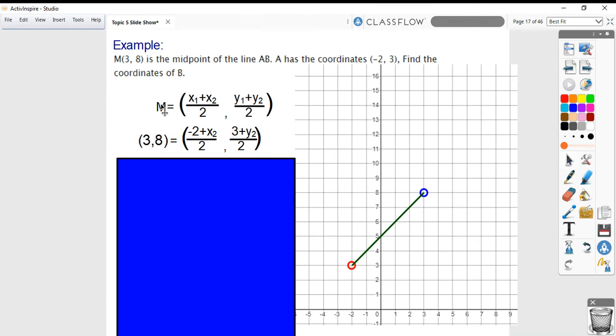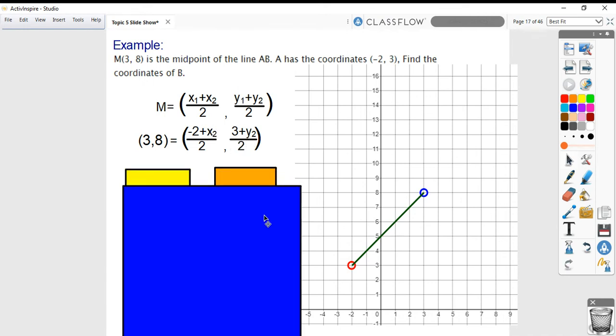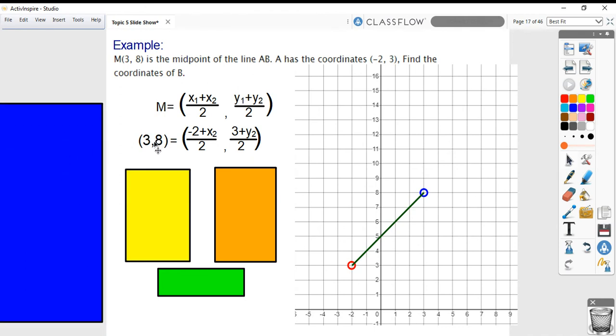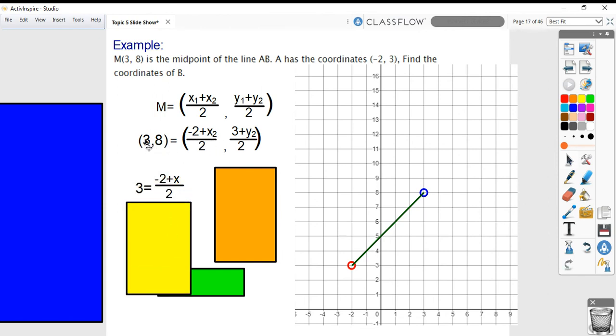Okay, and we know that our midpoint M is located at 3, 8. They gave us that right up here. 3, 8 is the midpoint. So what we're going to do is take this and split it up. We're going to find the x value and the y value of the other endpoint separately from each other. Okay, we know that 3, 8 is our midpoint. So let's start with the x values. We know that 3 is the x value of the midpoint, this blue one right here, 3. So that means all of this stuff right here, -2 plus x over 2, is equal to 3. Now we're trying to get this x by itself. That's what we're looking for.